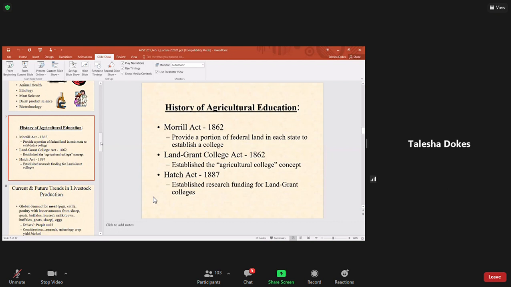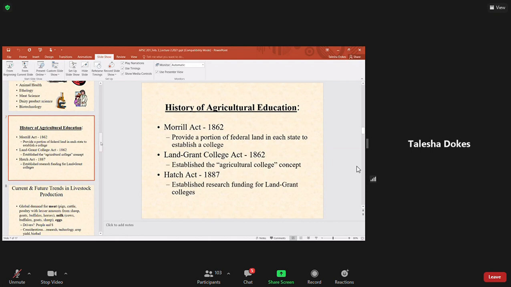Some of the most important acts for agricultural science that have moved this field forward and made it what it is today were the Morrill Act of 1862, a land grant college act that set aside federal lands to create colleges to benefit the agricultural and mechanical arts, which is what schools such as Tuskegee are founded on.